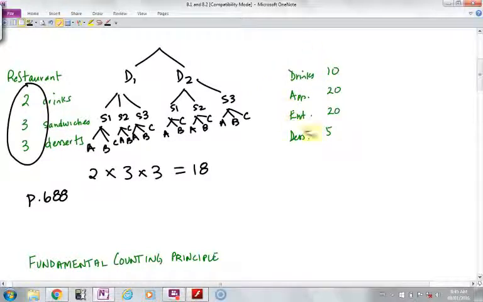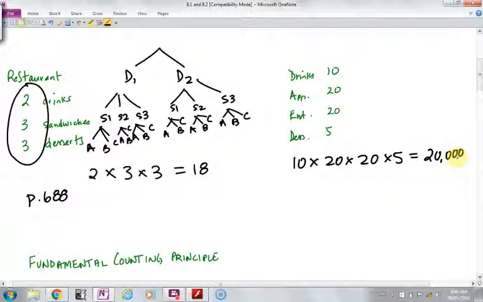Now you're at a more upscale restaurant where you have a choice of an appetizer or an entree or a dessert and a drink. And if you choose one of each of those 4 categories, how many different meals can you make at this restaurant? Well, we don't want to do a tree diagram, right? That's going to take us forever, and it would use a lot of paper as well. But we can use this method where we just multiply 10 times 20 times 20 times 5. What does it work out to be? 20,000.